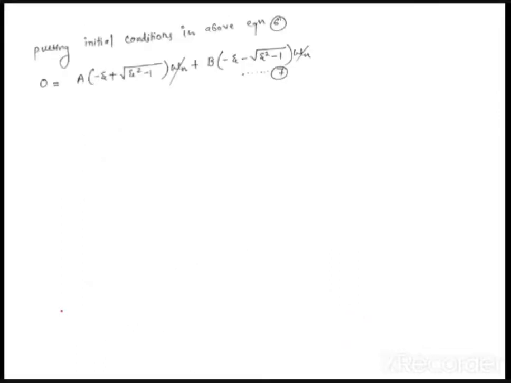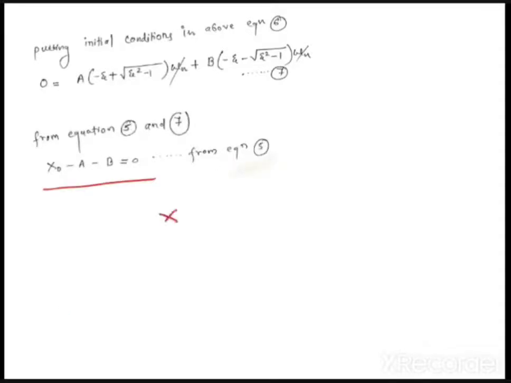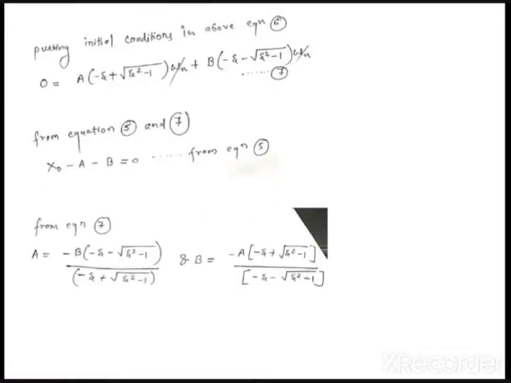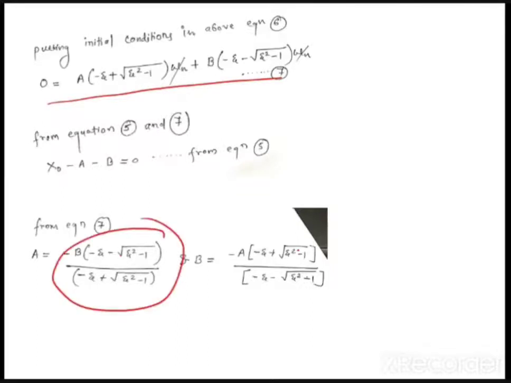So now from equation 5 and 7. What is equation 5? x0 is equal to a plus b. So I am getting x0 minus a minus b is equal to 0 from equation 5. And from equation 7, I am getting a is equal to this value and b is equal to this value. Okay, right?